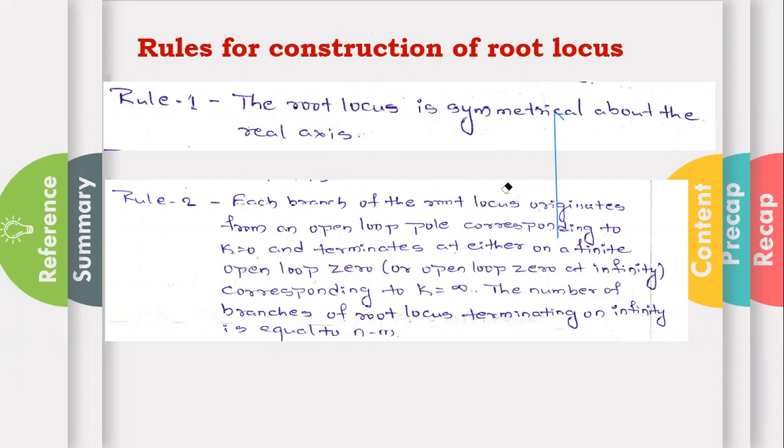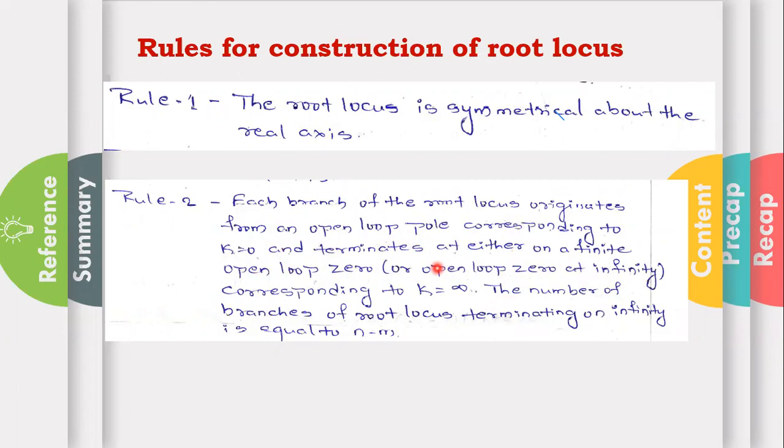So second point or second rule, whatever we are having, is each branch of a root locus originate from open loop pole corresponding to k is equal to 0 and terminates at either on a finite open loop zero or open loop zero at infinity. Means whatever the root locus, the starting point will be at the pole, open loop pole, and termination point will be at open loop zero.